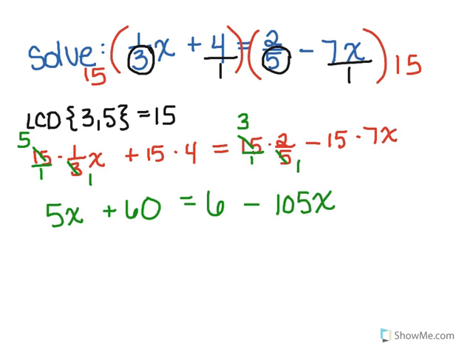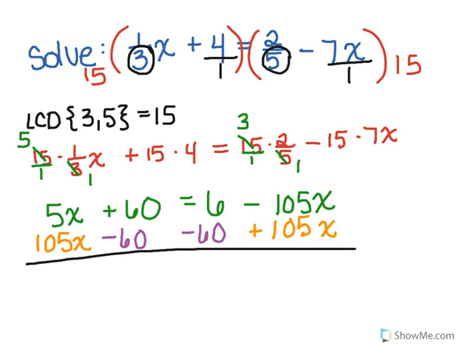Once you get to this point, we've eliminated the fractions, so we can solve however we would normally solve. In this case, I'm going to try to group everything with an x on one side, everything without on the other. So I might add 105x to both sides, and that allows me to bring all the x's over to the left. At the same time, I'm going to subtract 60 from both sides to bring the numbers without a variable over to the right side.